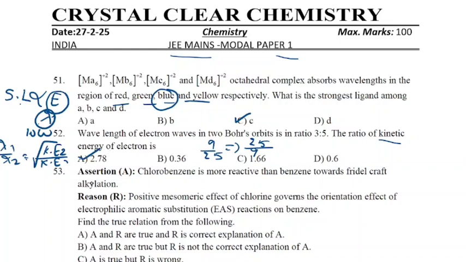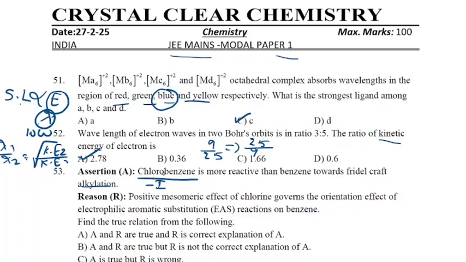Next, an assertion-reason type question. Assertion: Chlorobenzene is more reactive than benzene towards Friedel-Crafts alkylation. No, it's not correct, because if we consider the minus I effect of the chlorine, it makes chlorobenzene less reactive than benzene.